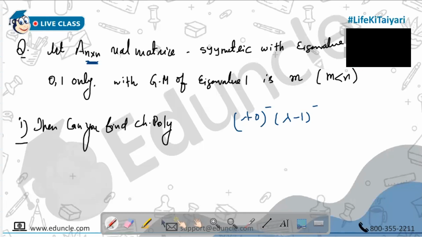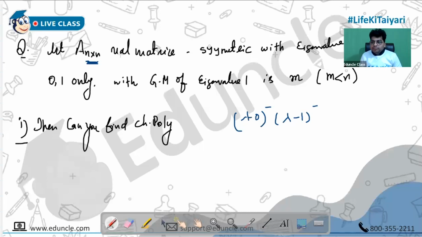Sir, lambda to the power n minus m, and lambda minus 1 to the power m. How can you say that? Sir, the geometric multiplicity of eigenvalue 1 is given as m. Okay. So how to find the algebraic multiplicity? There is no direct relation between geometric and algebraic. If geometric is m, then algebraic is greater than or equal to m. Yes, sir. But sir, less than or equal to n also, no? Yes. How to find it?